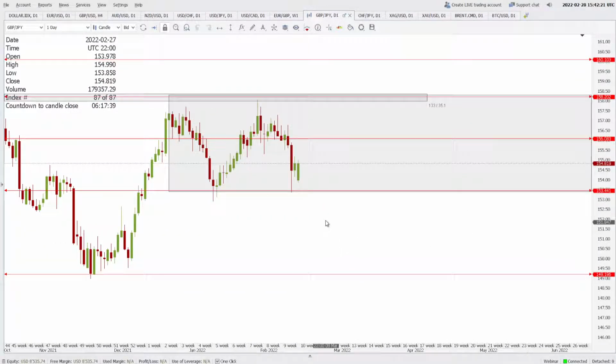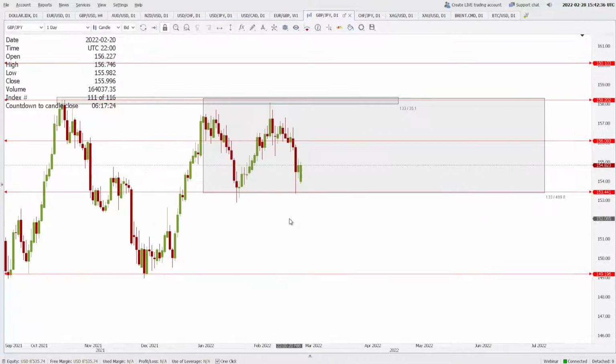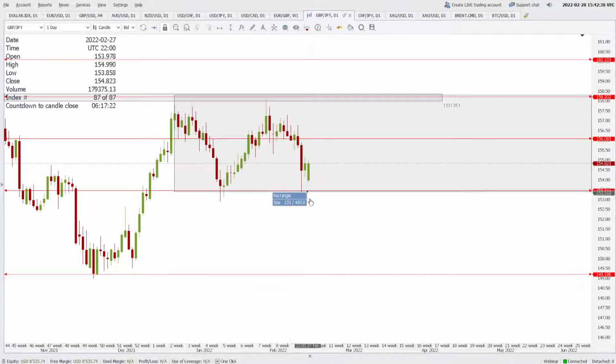GBPJPY daily candle price is hovering between the support of 153.44 area and the resistance of 156.08. Today there is not much movement, but if the price comes back to 153.44, I'm expecting the buyers to jump in. On the contrary, if we see a close below 153.44, 149.19 will be exposed. So where is the resistance? 156.08 is the resistance, 153.44 is the support.